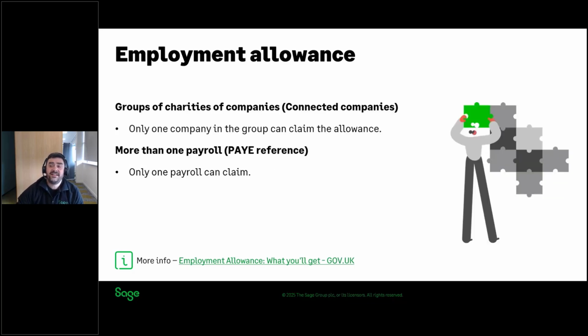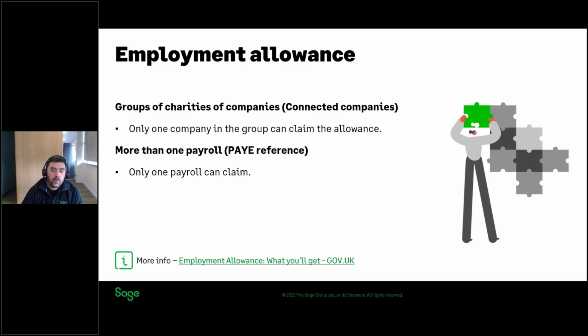Another note is that if you are a group of charities or companies, also known as connected companies, only one company within your group can claim the allowance. So you should choose a company that is most likely to claim the most of that allowance, up to £10,500. And if you have more than one payroll for your company, more than one PAYE reference, only one of the payrolls is able to claim employment allowance.